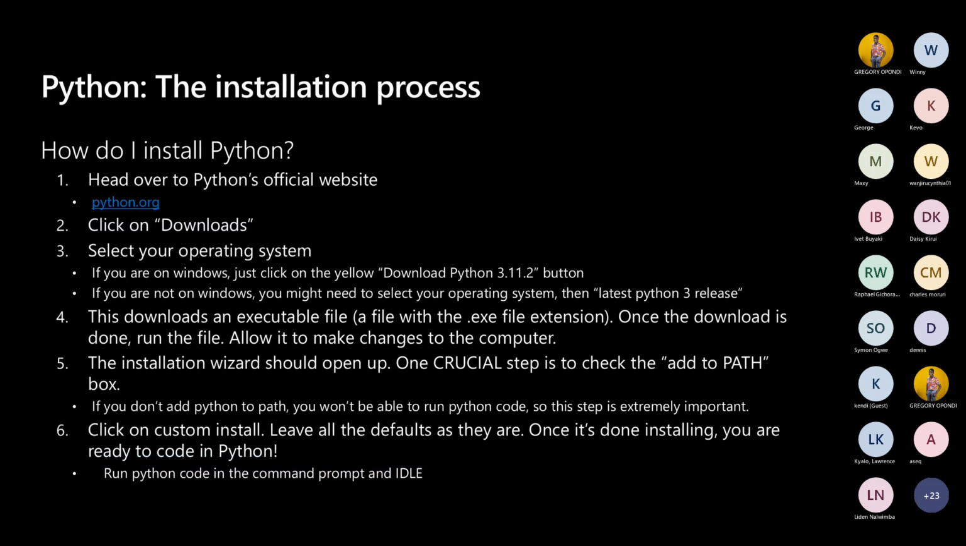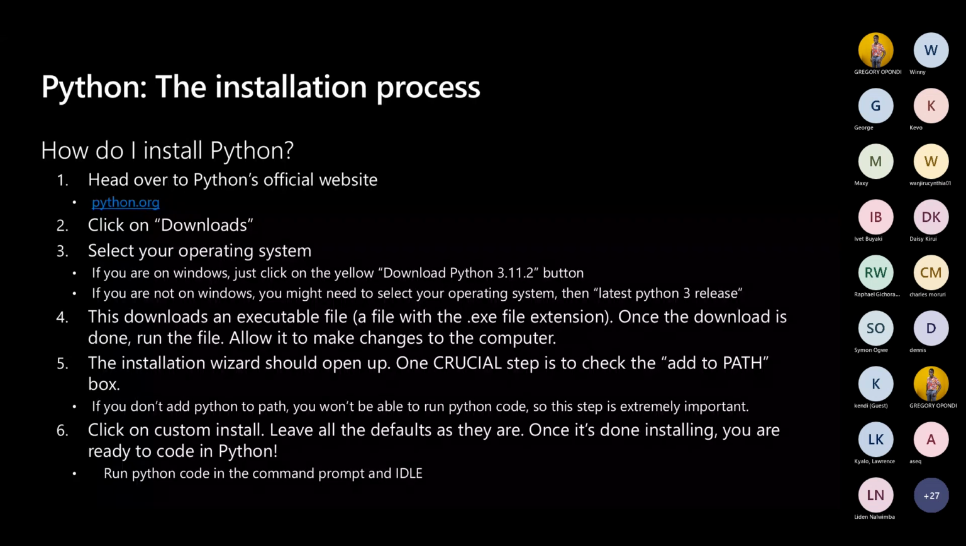So how do I install Python? First I'm going to walk you over these steps and then I'm going to take you through a live demo. To install Python, first you're going to head over to Python's official website. You're going to click on downloads. Then you're going to select the operating system. So if you're on Windows, you click on Windows. If you're on Linux, click on Linux. If you're on Mac, click on Mac. And then this is going to download an executable file. An executable file is just a file with a .exe file extension.